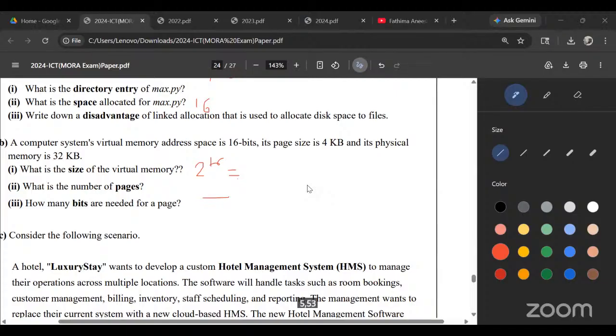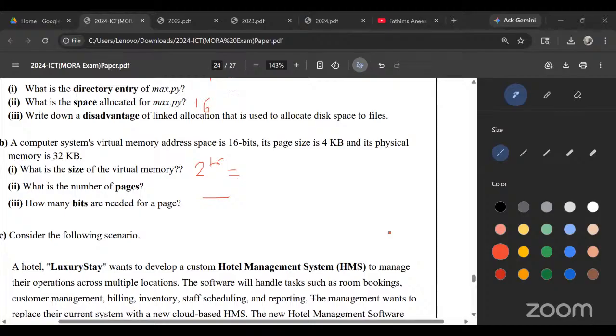65,536 bytes, right? So 65,536 bytes, you divide it by 1,024. Then you will get 64 KB. Why are you dividing it by 1024? Does anyone know? Why do we divide it by 1024?